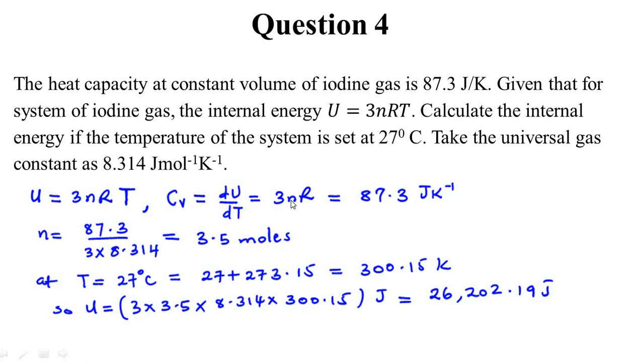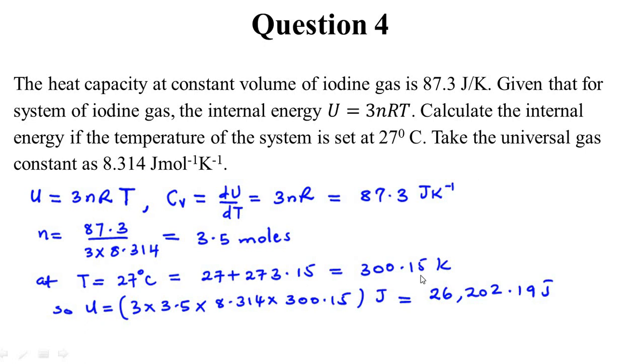So we can find n, because 3 is a constant, R is a constant, we know all this. So n, which is the number of moles, is 87.3, which we have, divided throughout by 3R. So 3 times R, which is 8.314, giving you 3.5 moles. Now, having found n, we are only remaining with T as the unknown in this equation. So at T equals 27 degrees Celsius, we can find U for that system. We need to convert this into Kelvin by adding 273.15.